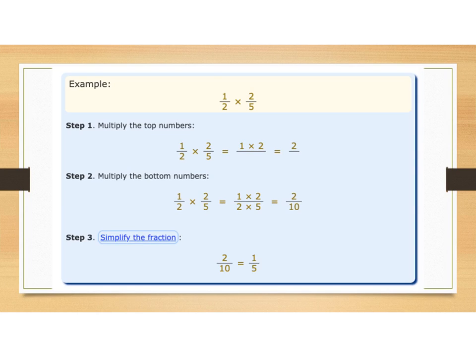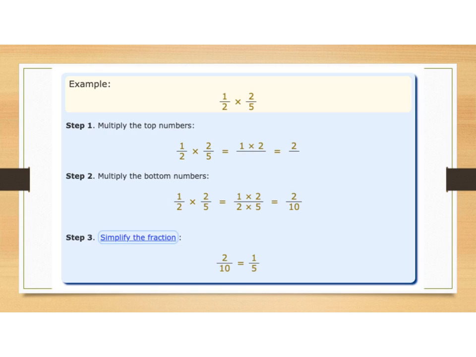We're going to walk through example number 1. 1/2 times 2/5. Step 1, you have to multiply the top numbers together. So you multiply 1 times 2, which gives you 2. Second step, you have to multiply the bottom numbers together. 2 times 5, which equals 10.